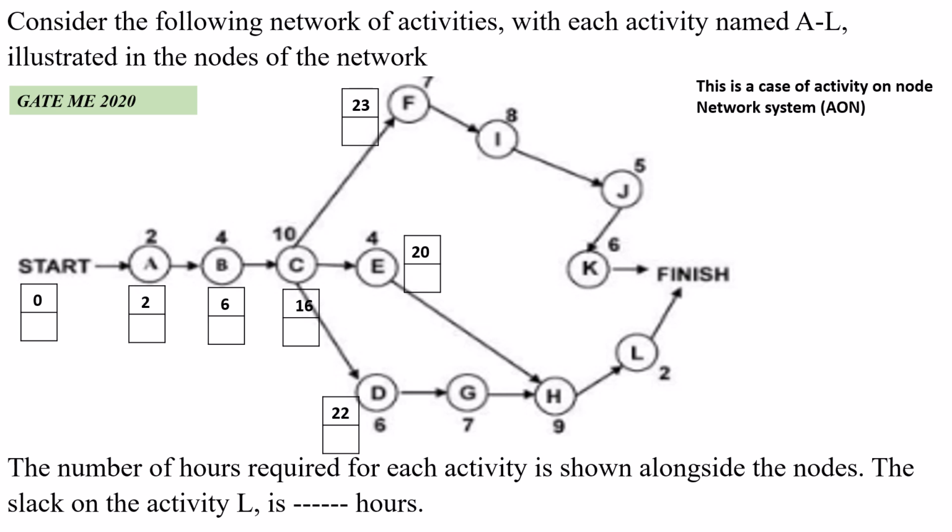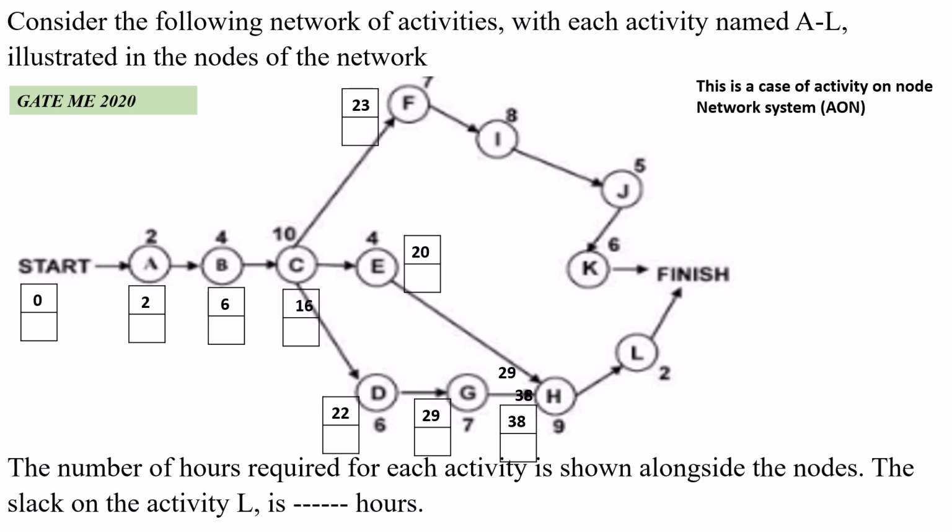Next we have to go for activity G, 22 plus 7, 29. And for activity H, from the G, it is 29 plus 9, 38. And from the activity E, 20 plus 9, 29. Among the 38 and 29, maximum is 38. You have to consider the maximum, 38.